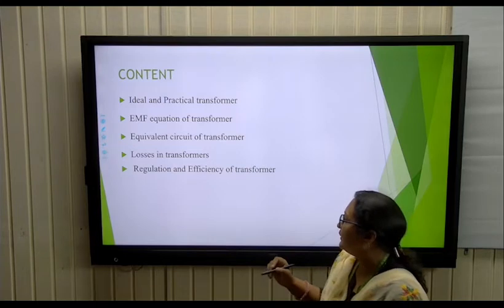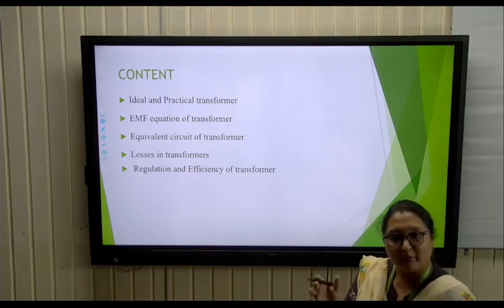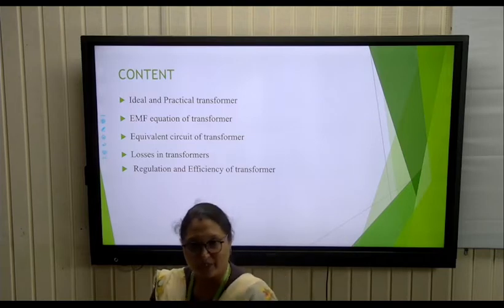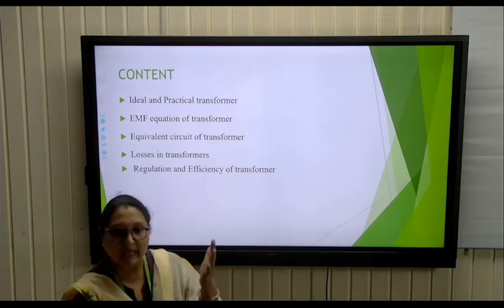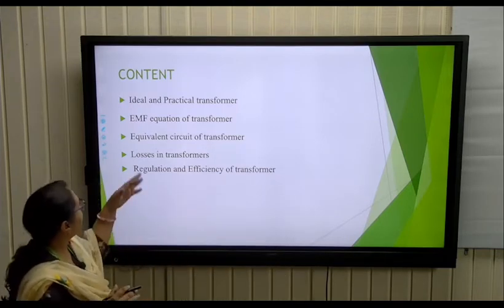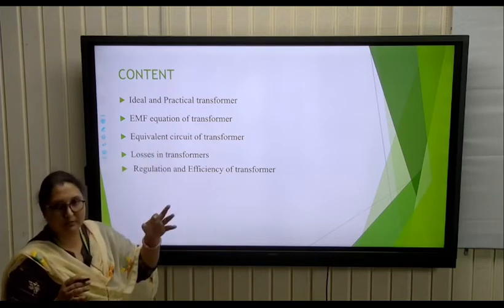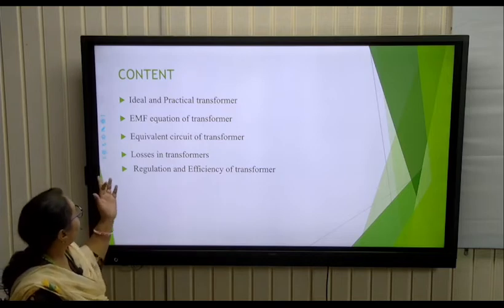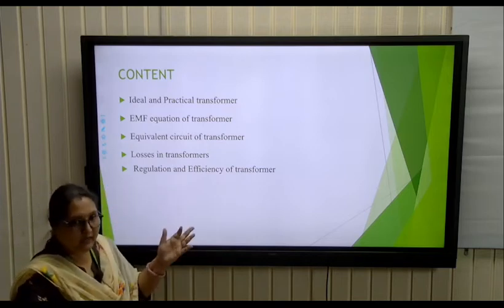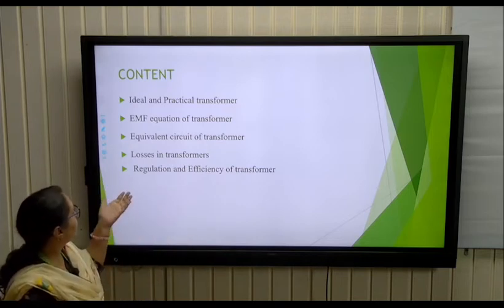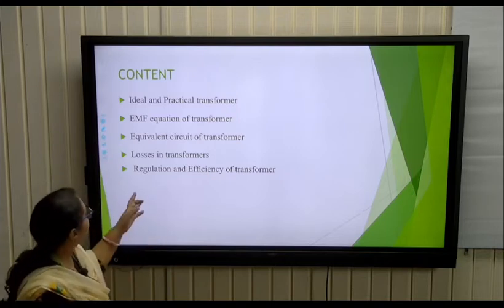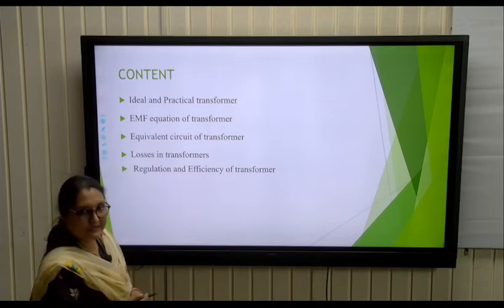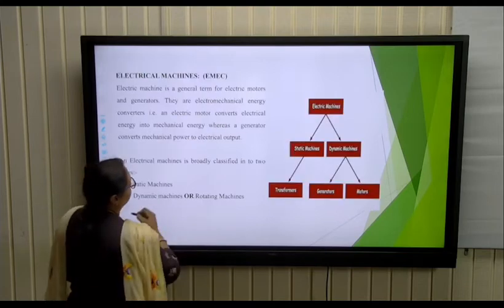First, we are going to discuss the basic principle of transformer. In that we will study its construction, its various parts, and then later we will start with its ideal and practical transformer, where we will do a comparison. After that we will see how its EMF equation is derived. Based on that we will see its equivalent circuit, followed by the losses in transformer, then its regulation as well as its efficiency.